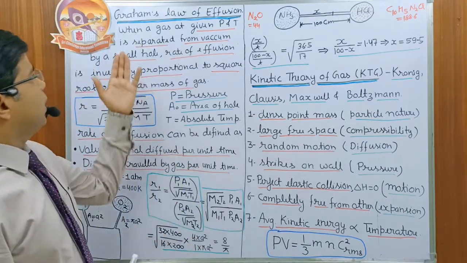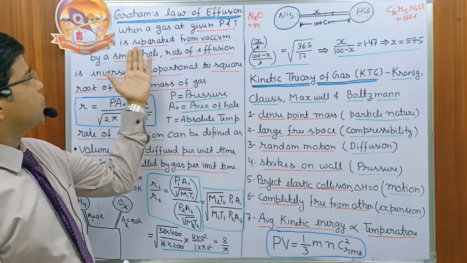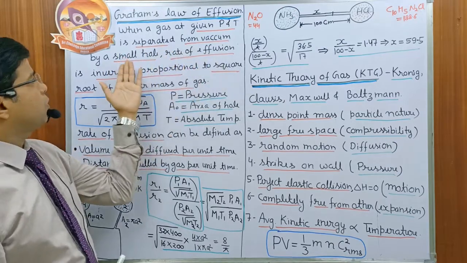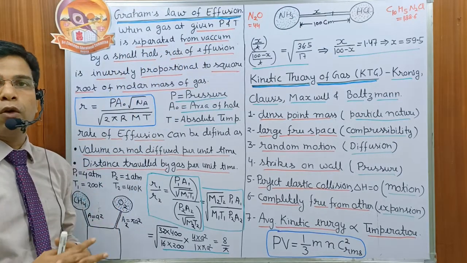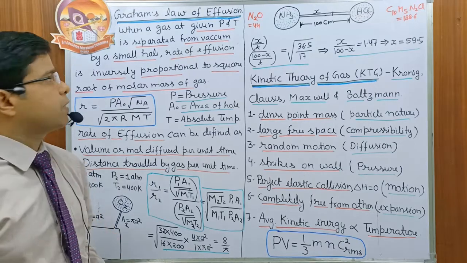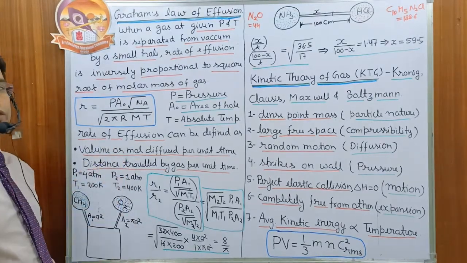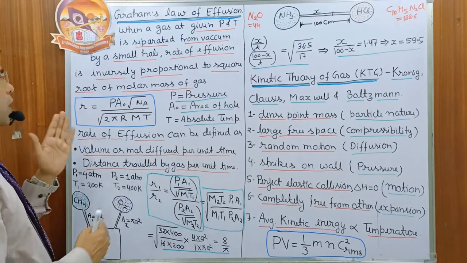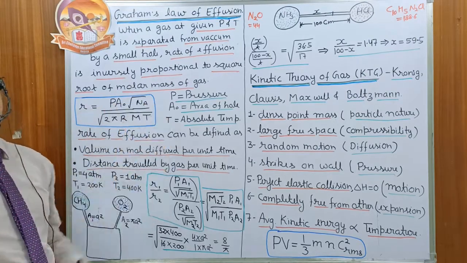Look, when a gas at given pressure and temperature is separated from the vacuum through a small hole, small opening or small orifice, the rate of effusion is inversely proportional to the square root of the molar mass of the gas.